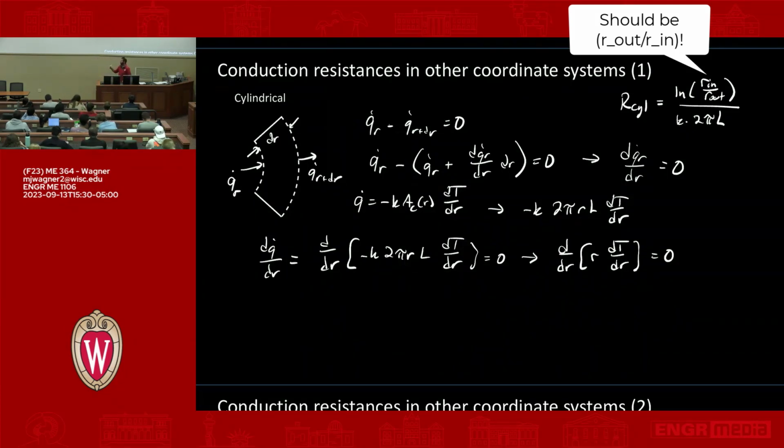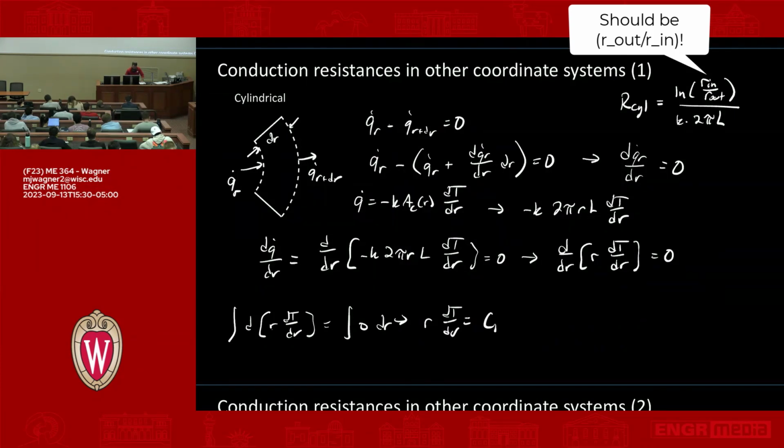So to solve this equation, we have to bring that dr over to the right-hand side, integrate, and then deal with the r that's on the inside. Okay, so let's do that. We're going to integrate this, so we get the integral of r dT/dr dr equals the integral of 0 dr. So that's r dT/dr equals C1. Integrate again. We'll divide by r and then integrate again.